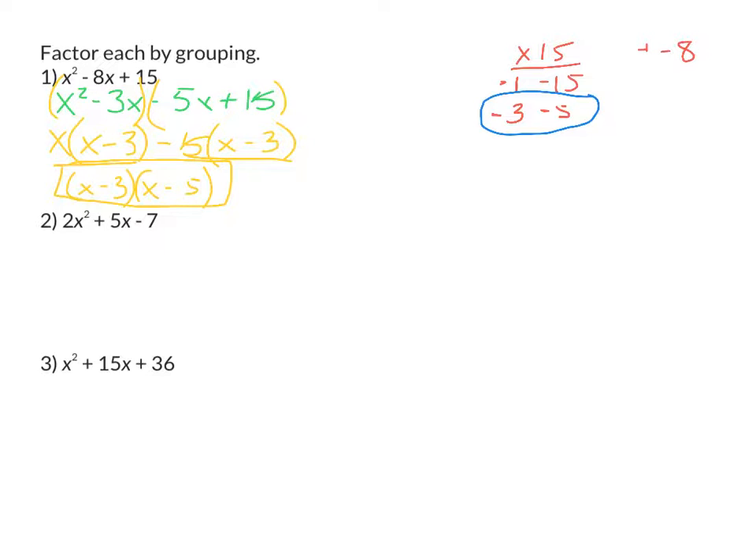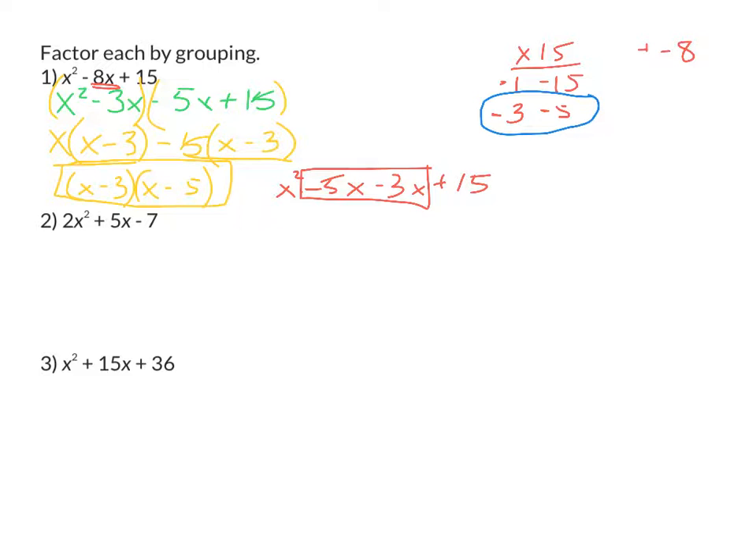We can test this by doing our FOIL process, x times x, x times negative 5, negative 3 times x, negative 3 times negative 5. And then if we combine our like terms here, we get our minus 8x. So check, all good. Let's try number 2.